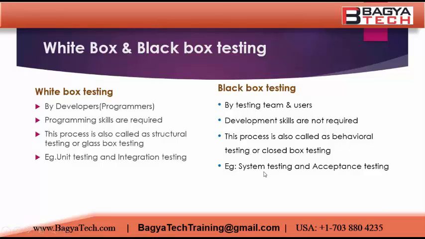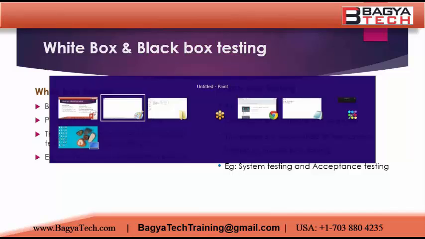The examples are the system and the acceptance testing, because the users also don't know the code, and they don't have the knowledge of the code. They are just going to give the input and check the output. Similarly, we testers also are going to give the input and check whether the output is proper or not. So that is black box testing. Okay, so that was about the white box and the black box. Now the last thing that is remaining here is the retesting and the regression testing.